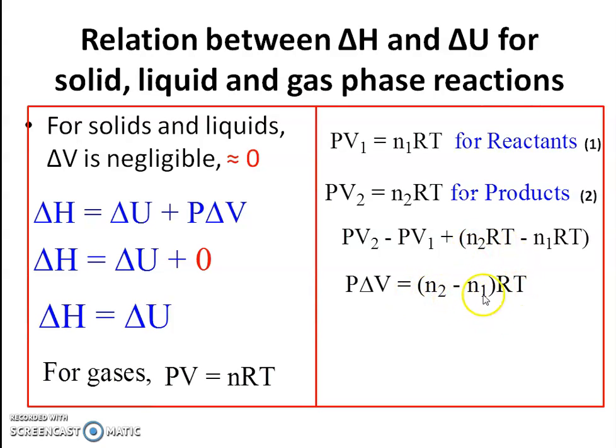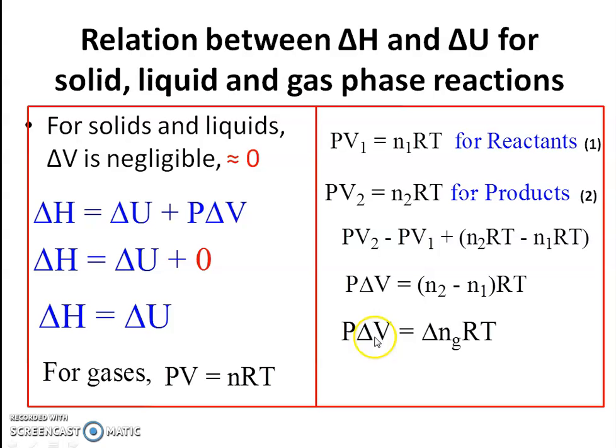So n2 minus n1, what is n2? n2 is the number of moles of gaseous products and n1 is the number of moles of gaseous reactants, and R and T are the common terms, and therefore n2 minus n1 is delta n. So we can write P delta V is equal to delta n_g RT. This g stands for gas. So delta n_g is the difference between the number of moles of gaseous products and gaseous reactants.